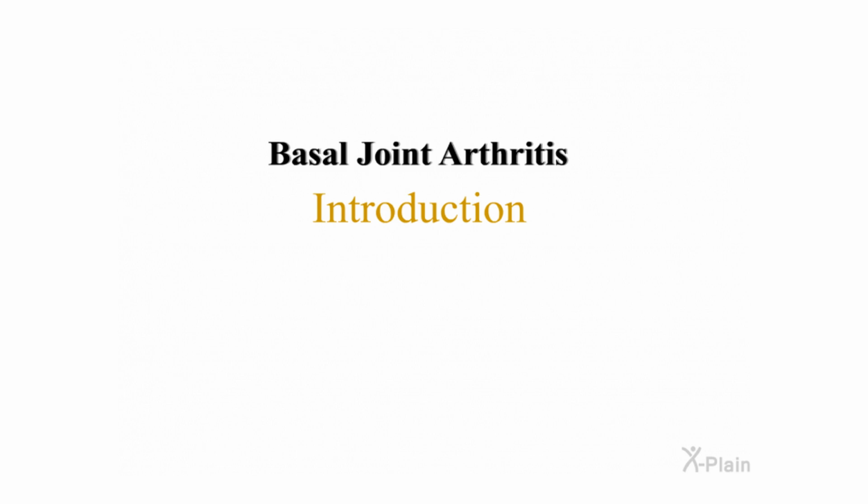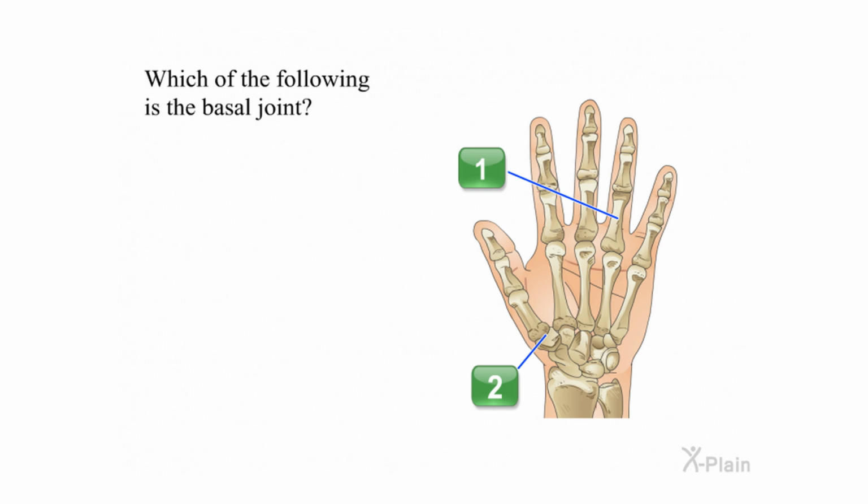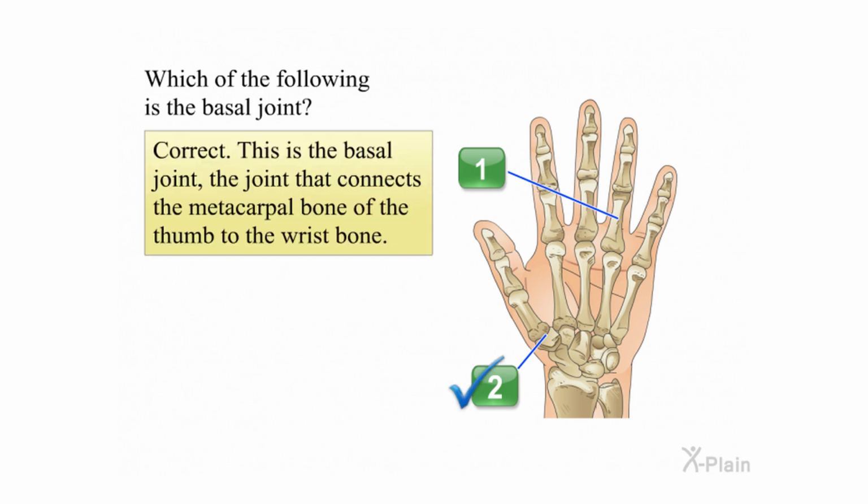Basal joint arthritis. Introduction. Which of the following is the basal joint? Choose one of the following options. Correct. This is the basal joint, the joint that connects the metacarpal bone of the thumb to the wrist bone.